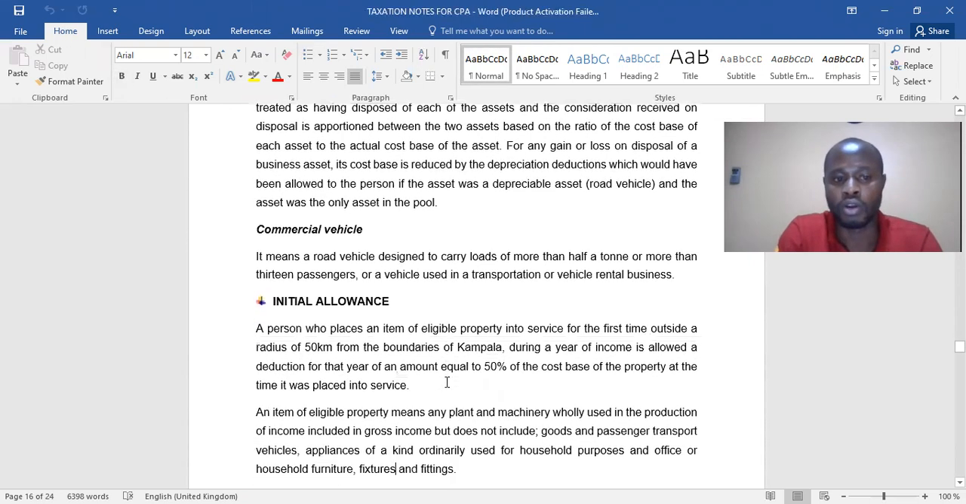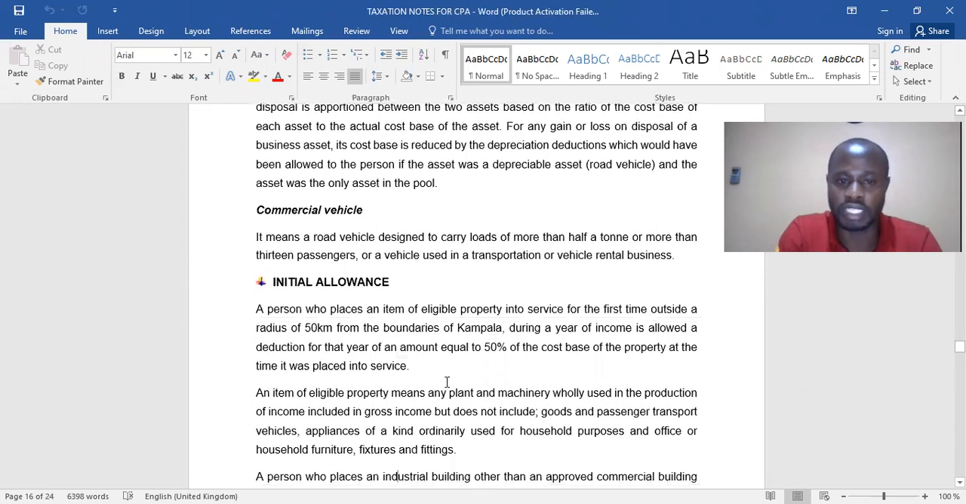Okay. A commercial vehicle is a vehicle which is usually designed to carry loads of more than half a ton or more than 13 passengers. So that is distinguishing it from the road vehicle.